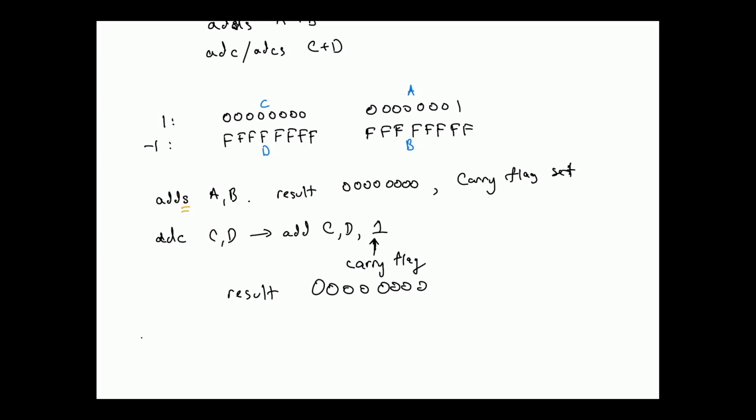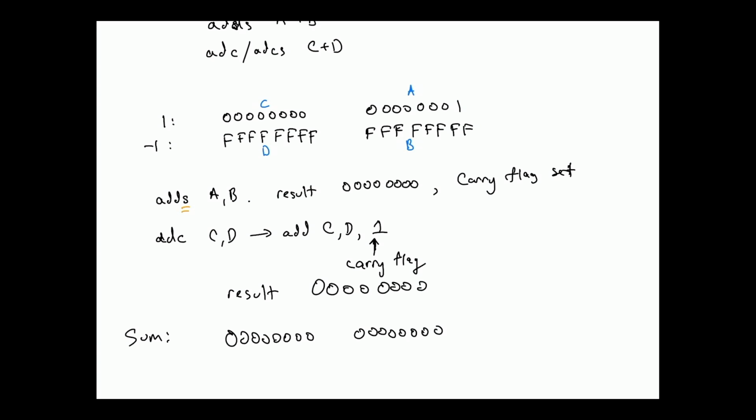Okay, so my sum would be 0, 0, 0, 0, 0, 0, 0, and 0, 0, 0, 0, 0, 0, 0. Is that what I would expect to get? Yeah, okay, because what was I trying to do here? I was effectively adding 1 to -1.